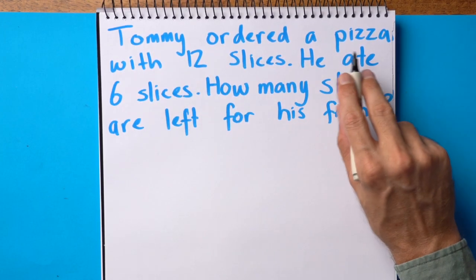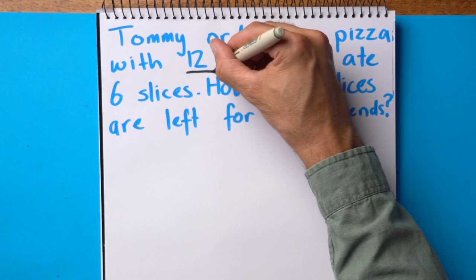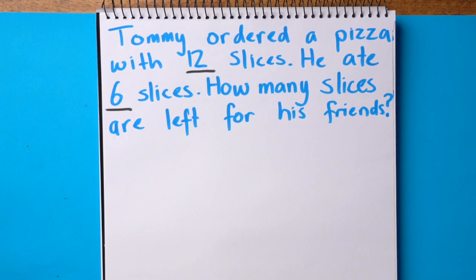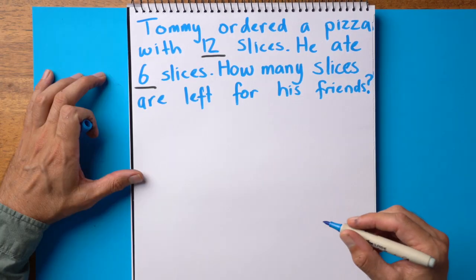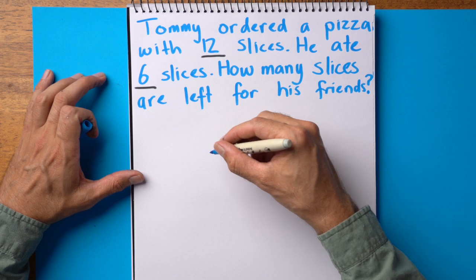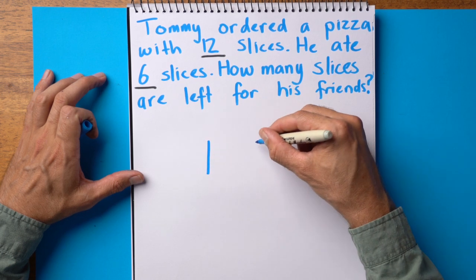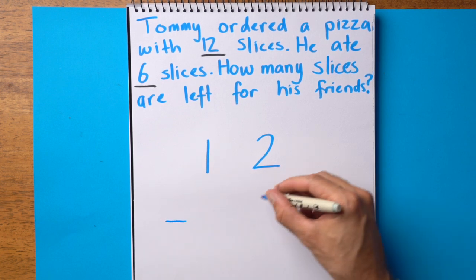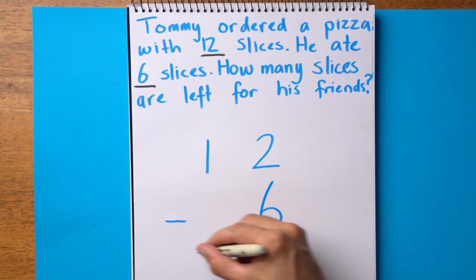Tommy ordered a pizza with 12 slices. He ate 6 slices. How many slices are left for his friends? We could think of it as 12 take away 6.